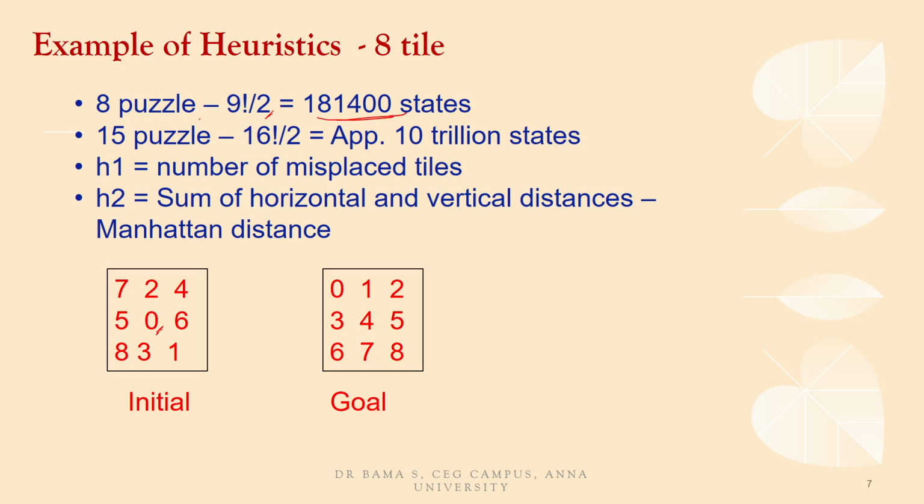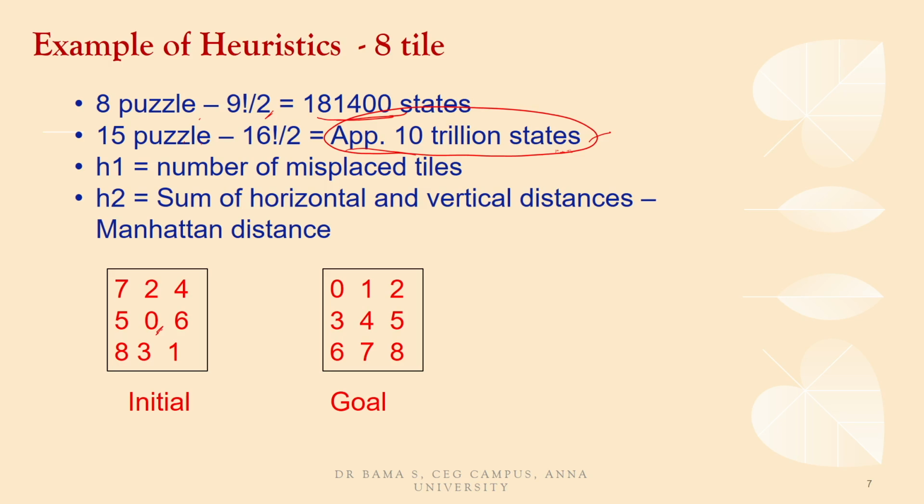which is 1,81,400 states. And if we move to the next level, if it is a 15 puzzle, which is a 4 cross 4 puzzle, then it will lead to 10 trillion states, and to search 10 trillion states in real time is next to impossible, or it would take a very long time. So, how do we search in such a situation? There we will use some kind of heuristics.